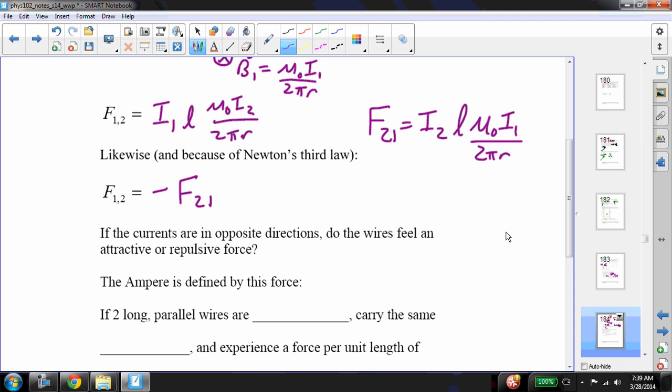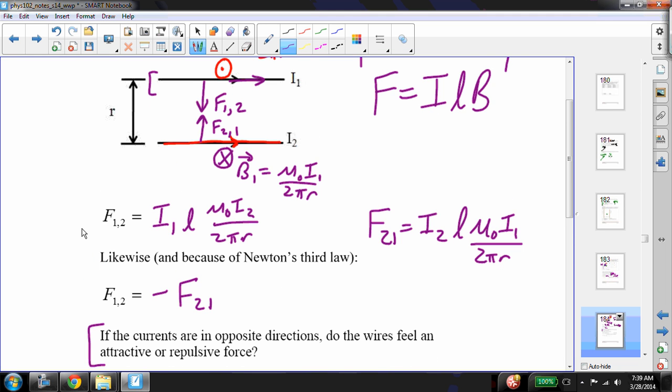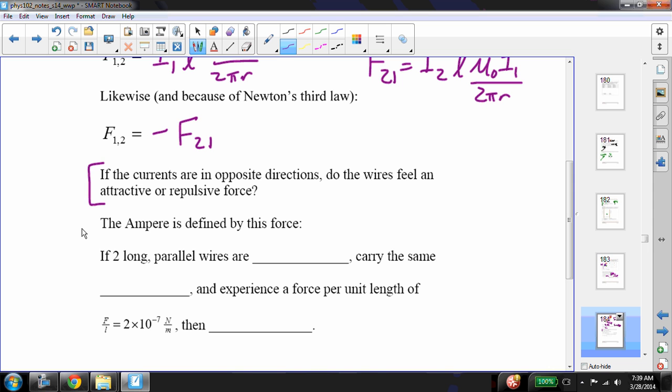Now, if the currents are in opposite directions, do the wires feel an attractive or repulsive force? Well, in this case, they were in the same direction, and we found that they felt an attractive force. So if they were in opposite directions, you should be able to see that they're going to feel opposite forces. I'll leave that to you to try out, but you can map out the magnetic field due to each of the wires, and then you can determine the direction of the force. So you would first have to find the direction of the magnetic field. Well, here, I'll go ahead and do it actually.